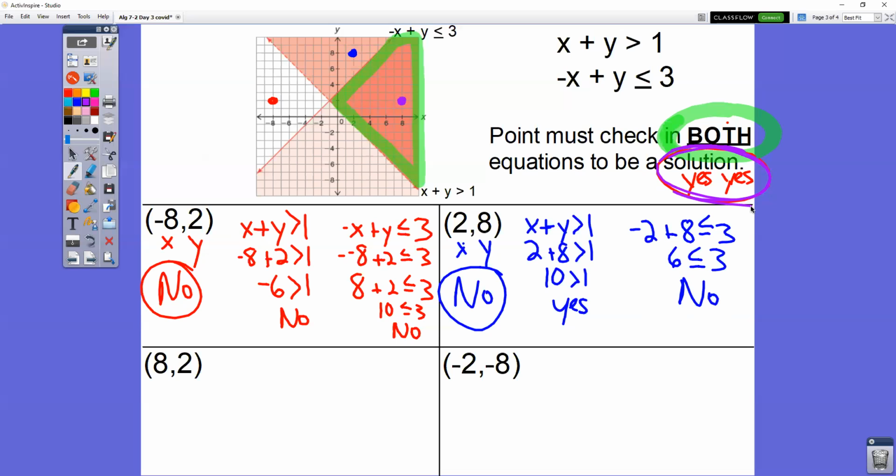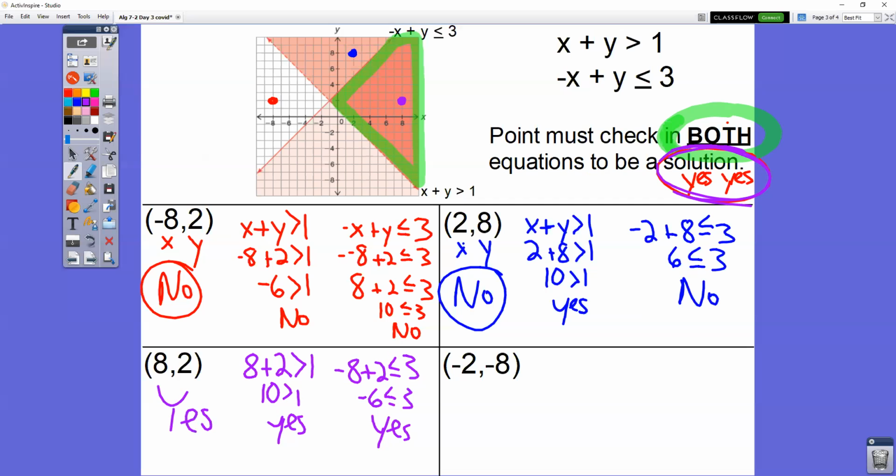So when I go to sub it into both equations, I would have 8 plus 2 is greater than 1. 8 plus 2 is 10. 10 is greater than 1. That would be a yes. In the second equation, I would have negative 8 plus 2 is less than or equal to 3. This would be negative 6 is less than or equal to 3. That is a true statement. Notice that both of them are yeses. That means both of them are in the shaded areas. Our final answer to this one is yes, because it checked in both of them.